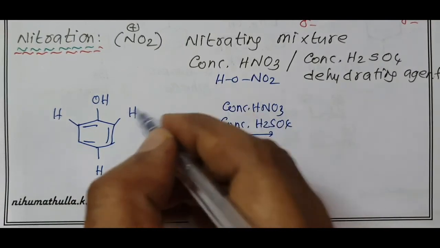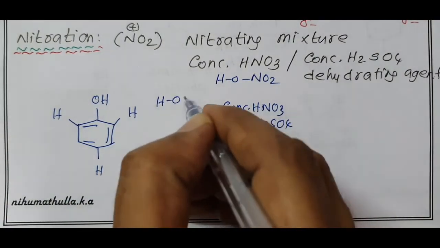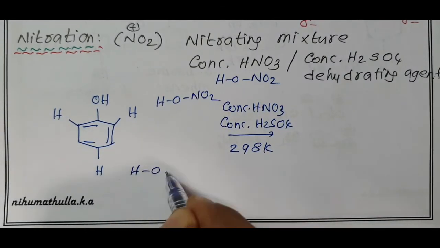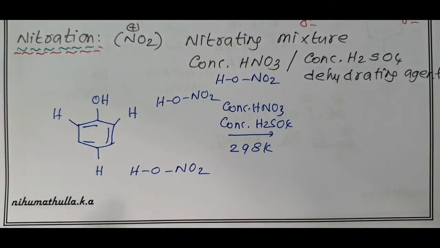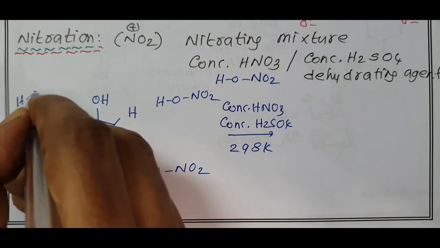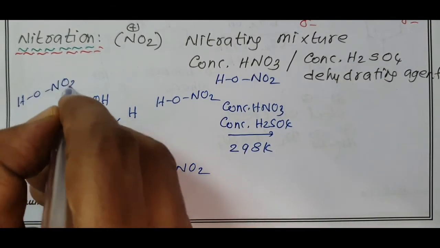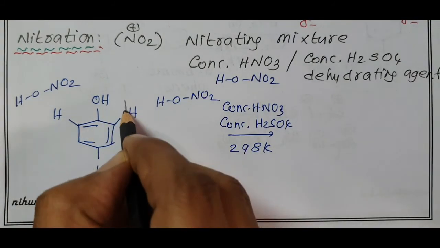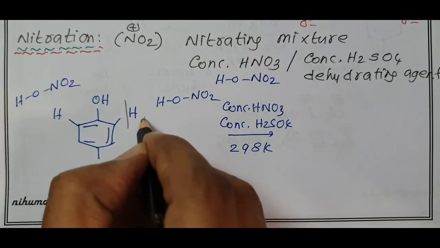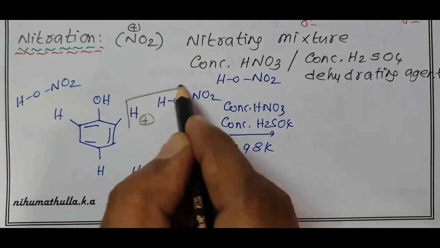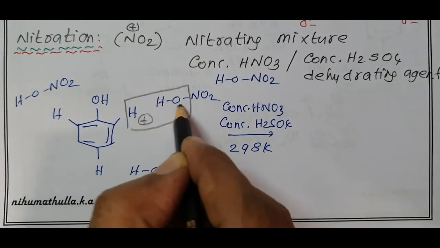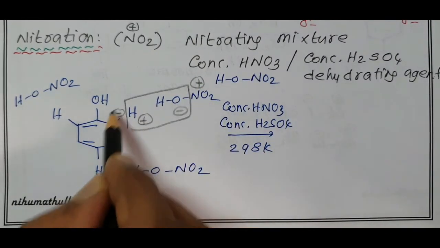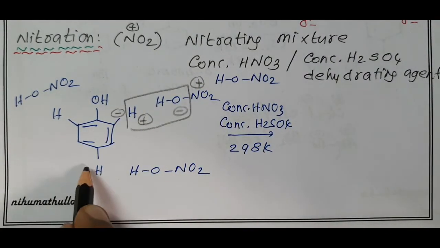To this, one concentrated nitric acid, HONO2, is added. From the benzene ring, H is always removed as H plus. OH is removed from concentrated nitric acid as OH minus. Now NO2 plus is added to this ortho carbon.